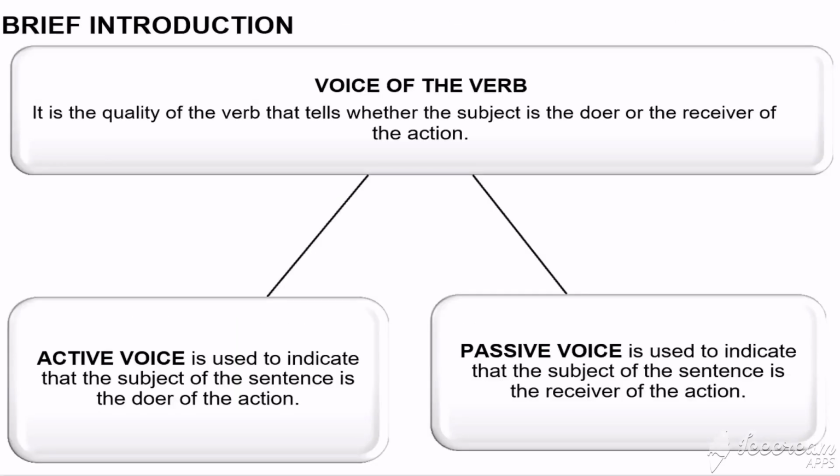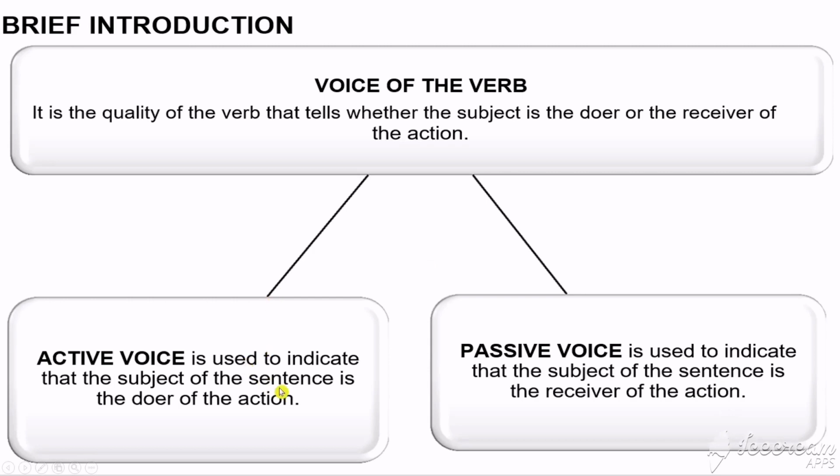Okay, so let us now proceed to our main topic here, which is voice of the verb. Voice of the verb is the quality of the verb that tells whether the subject is the doer or the receiver of the action. First, the active voice is used to indicate that the subject of the sentence is the doer of the action, while passive voice is used to indicate that the subject of the sentence is the receiver of the action.